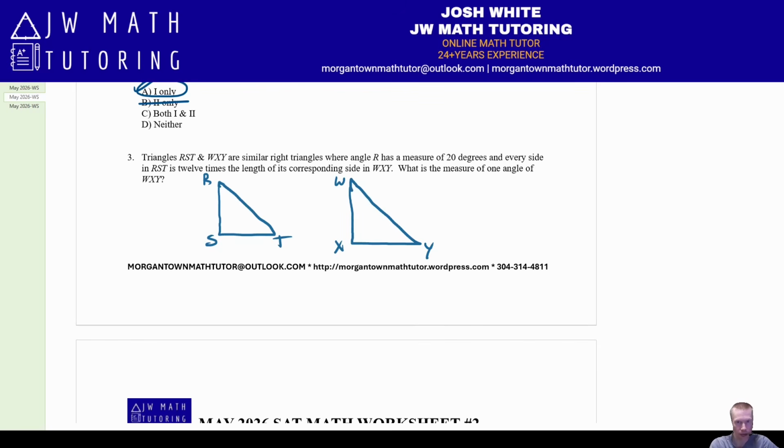Okay. Now, we know that there's a measure here, 20 degrees. Of course, we also know there's a right angle. And since they're similar, we know that all corresponding angles are congruent. So this one's also going to be 20.